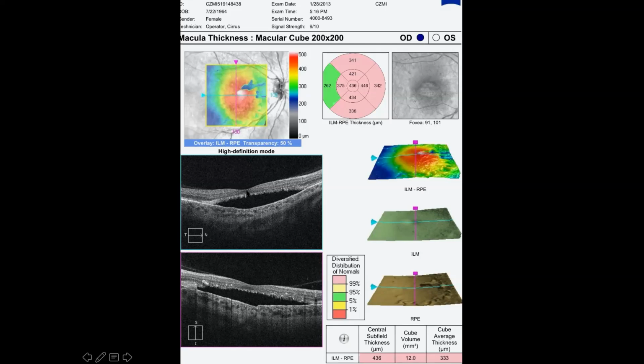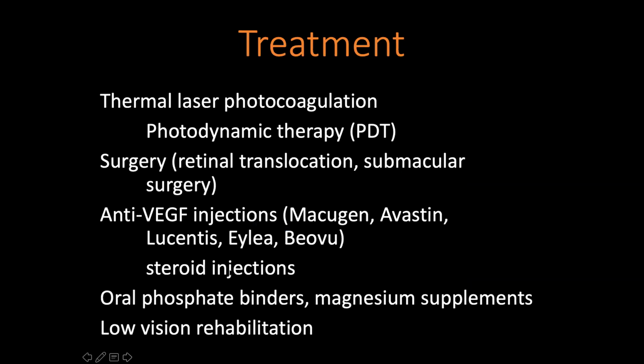The reason it's thick is because underneath the fovea, which is the center of the macula, you have a fluid collection in this patient. The data is quantitative. It's telling us that the thickness is 436 microns, and that's very valuable for comparing this to future images after treatment to see if the treatment is effective. Which brings us to treatment.